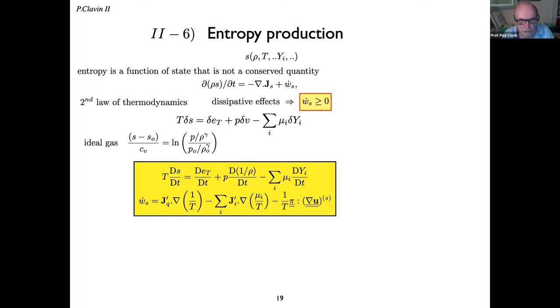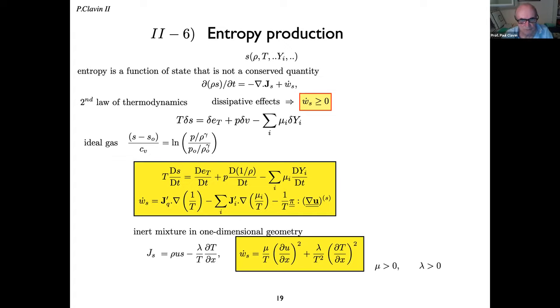So now when you go back to the balance in Lagrangian form, you have T dS/dt equals the Lagrangian derivative of the thermal energy, plus P times d/dt of 1 over rho, the volume per unit mass, minus mu dY/dt. This is the form obtained from thermodynamics.